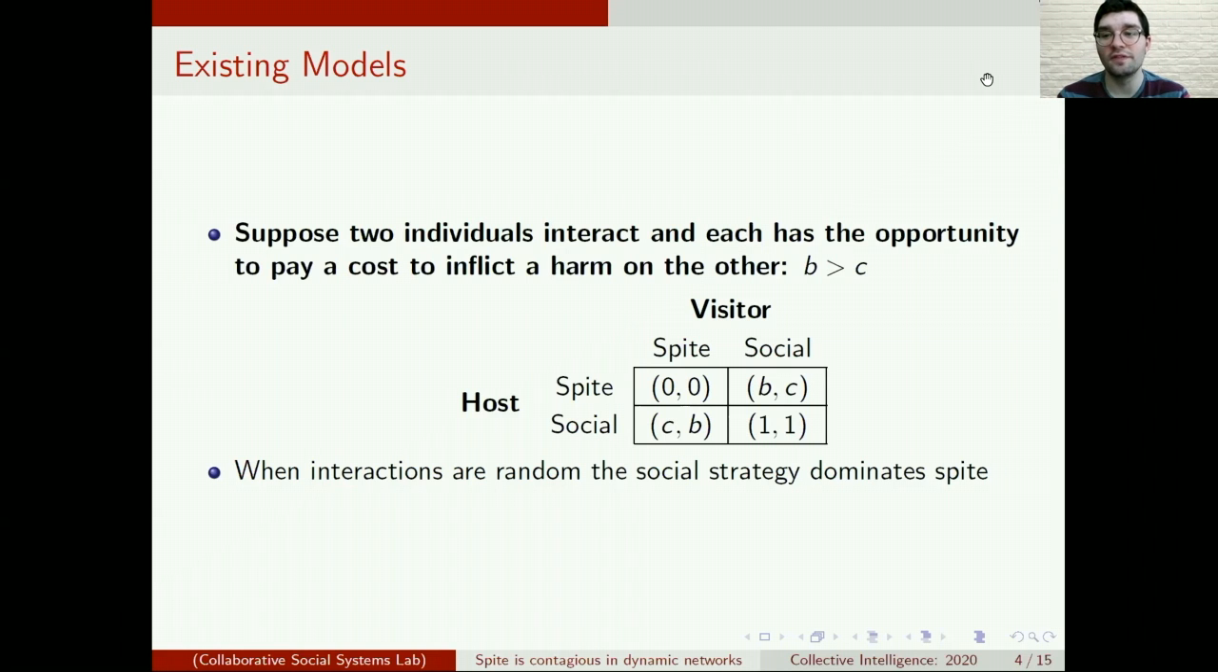In this game, however, the very best payoff you can get is for, as a social agent, to interact with another social agent. And the key thing to notice is that regardless of what your interaction partner's strategy choice is, your best possible strategy choice is always to play the social strategy. And so because of this, when interactions are random, the social strategy strictly dominates the spiteful strategy.